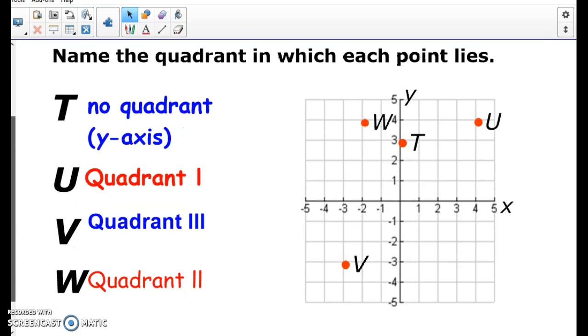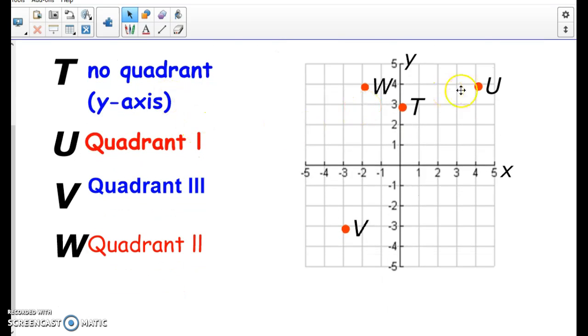Same thing here. T is on the Y axis, U is in quadrant 1, V is in quadrant 3, W is in quadrant 2.